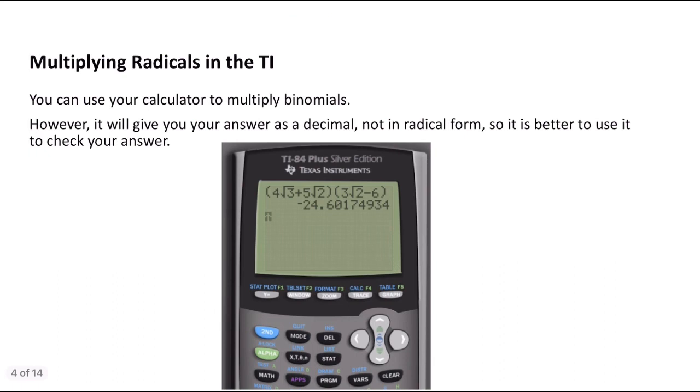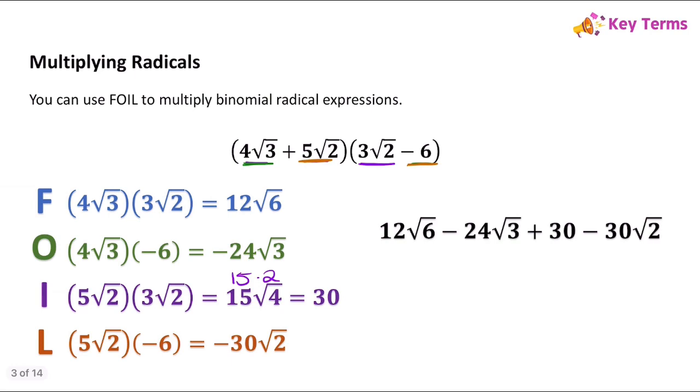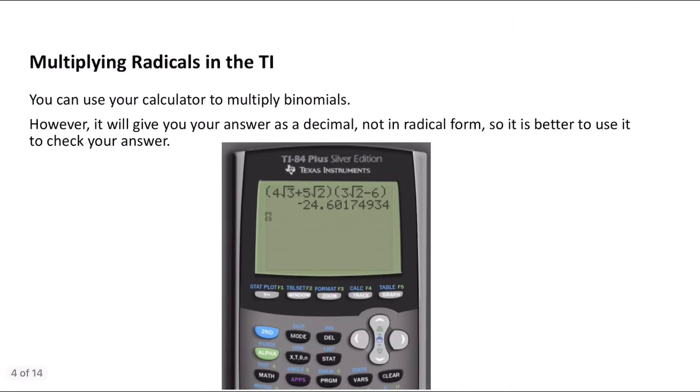You can also multiply radicals in the TI, and you can use your calculator to multiply. However, it gives your answer as a decimal, and it won't give your answer in radical form. So it's better to use it to check your answer. For example, I just did this previous problem in my calculator, and I showed you the screenshot. It tells me negative 24.6. If you want to check your answer here, you can type in this final answer and see that it does in fact give you the same decimal. Okay, so you can use your calculator to check, but like I said, it won't give you your answer because it's not in radical form.